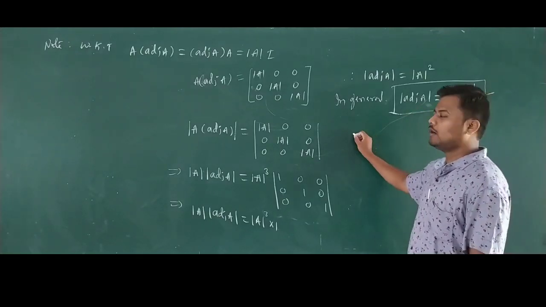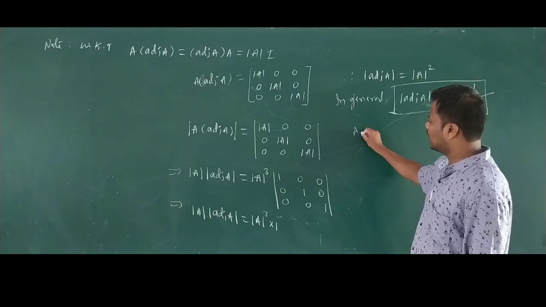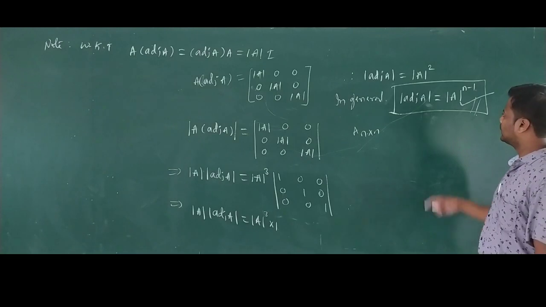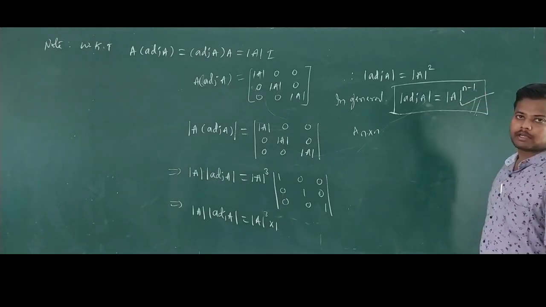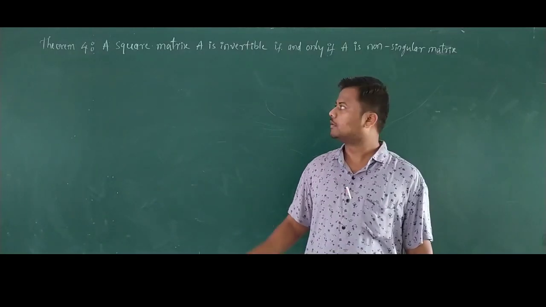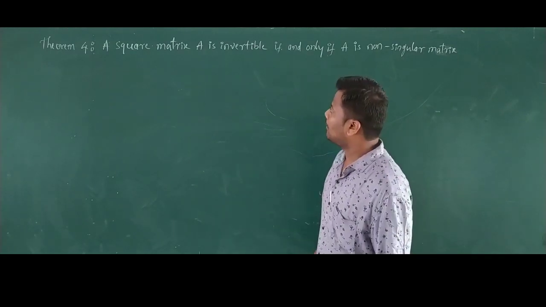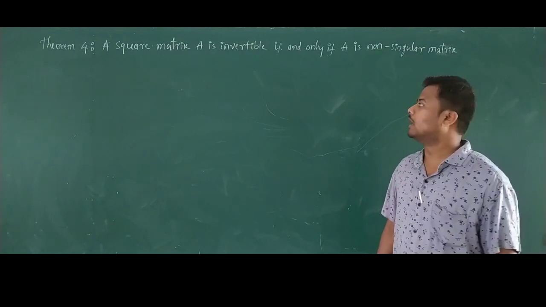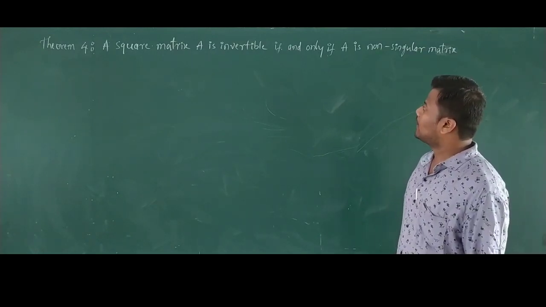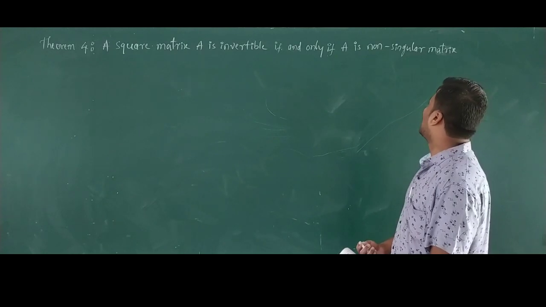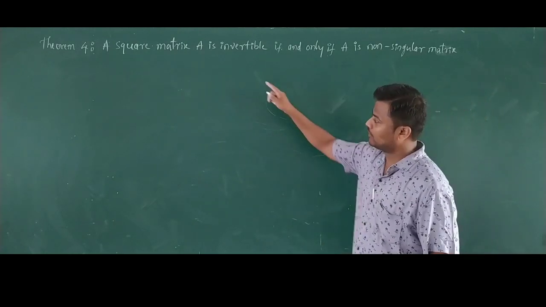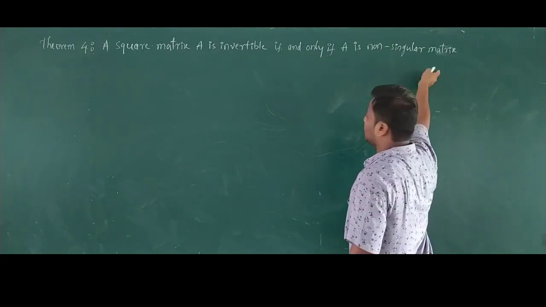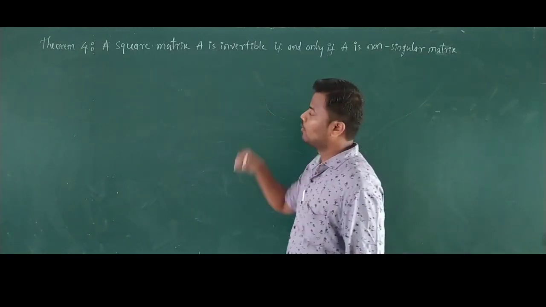If A is a matrix of order n, then determinant of adjoint of A is equal to determinant of A to the power n minus 1. Okay. Next one. Theorem 4. A square matrix A is invertible, meaning the inverse exists, if and only if A is a non-singular matrix. If the inverse of A exists, then A is non-singular. Okay, let us prove this theorem.